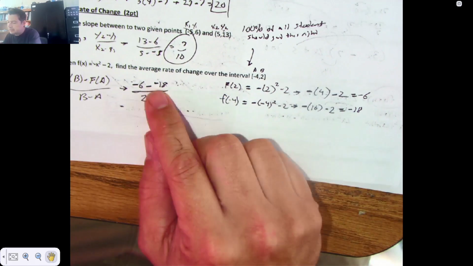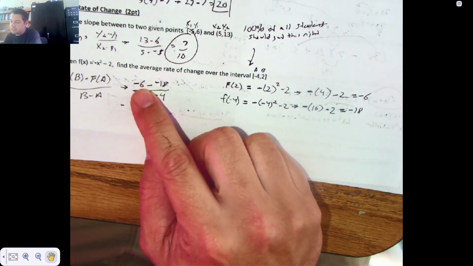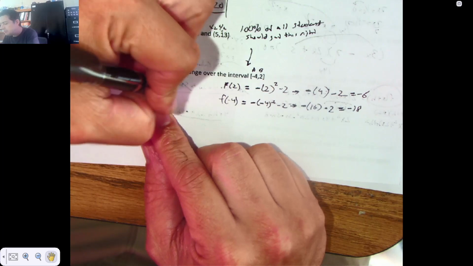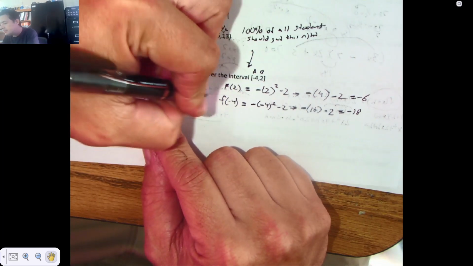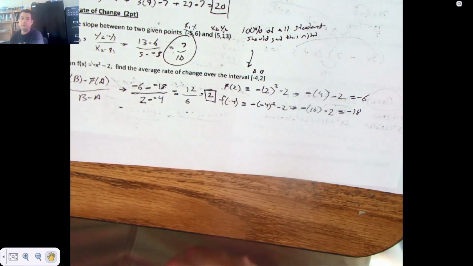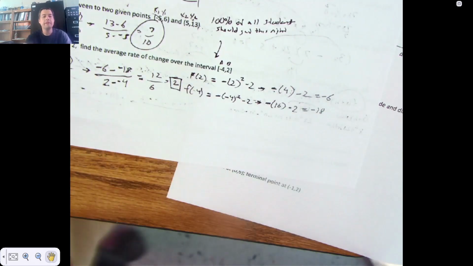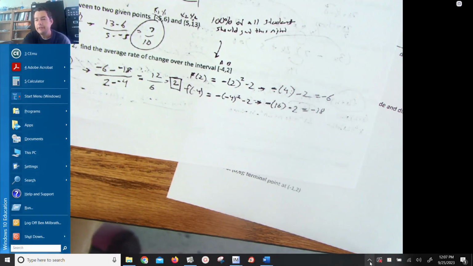All right. Taking away negatives is addition, this is negative 6 plus 18, which is a positive 12, and 2 plus 4 is 6, and this thing ends up having an average rate of change of 2. And that is the front side of that one. So now I got to do some more.